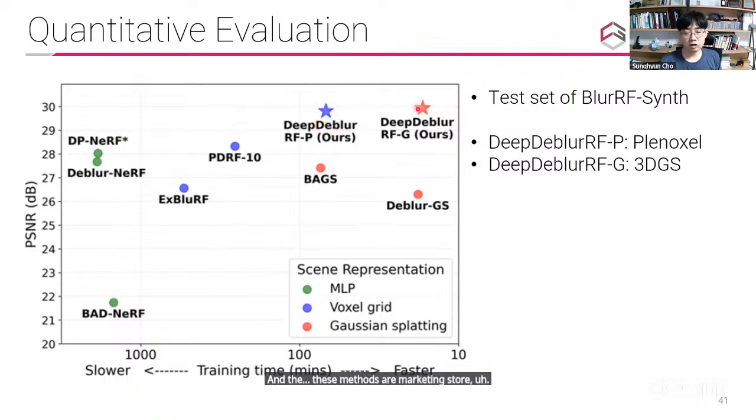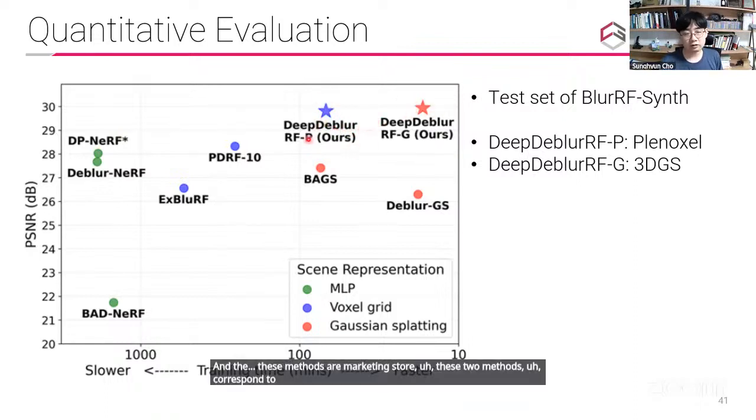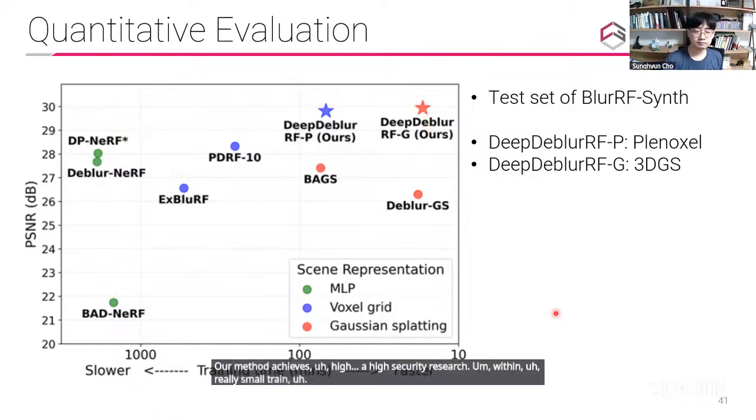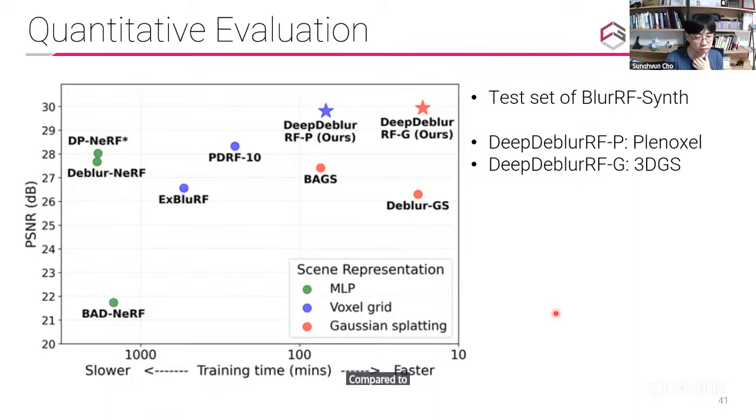These two methods correspond to our method. Deep Blur RF-P is the Plenoxels version of our method, and Deep Blur RF-G is the 3D Gaussian splatting version of our method. As you can see here, our method achieves the highest quality results within really small training time compared to previous methods.